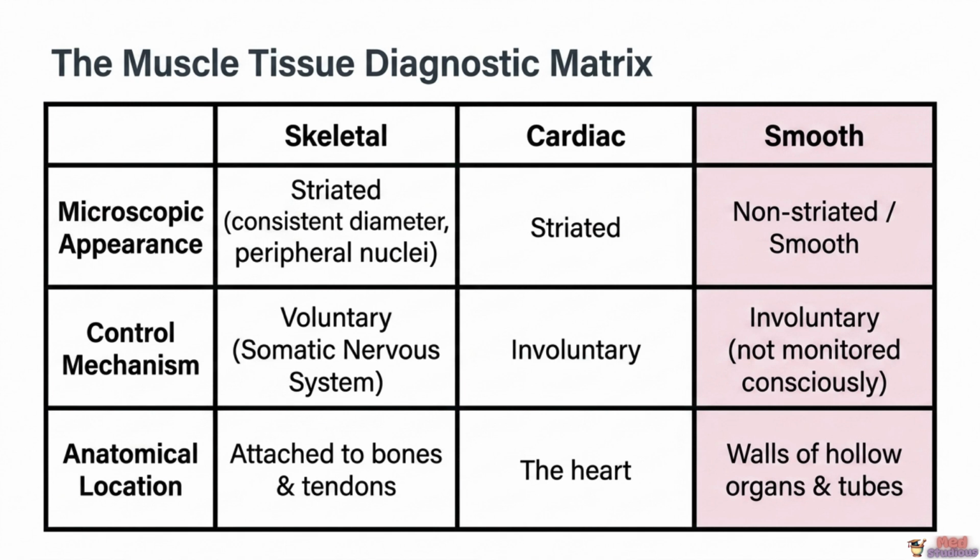Cardiac muscle, found exclusively in the heart, is also striated, but operates involuntarily, continuously pumping blood without our conscious input. Finally, we have smooth muscle. Unlike the others, it is distinctly non-striated, giving it a visually smooth appearance under a microscope. It is entirely involuntary, meaning its activity is not monitored or initiated consciously. Anatomically, it is the primary tissue that lines the walls of our hollow organs and internal tubes, such as the intestines and blood vessels. Understanding these core differences is essential for identifying normal tissue architecture in any histological sample.